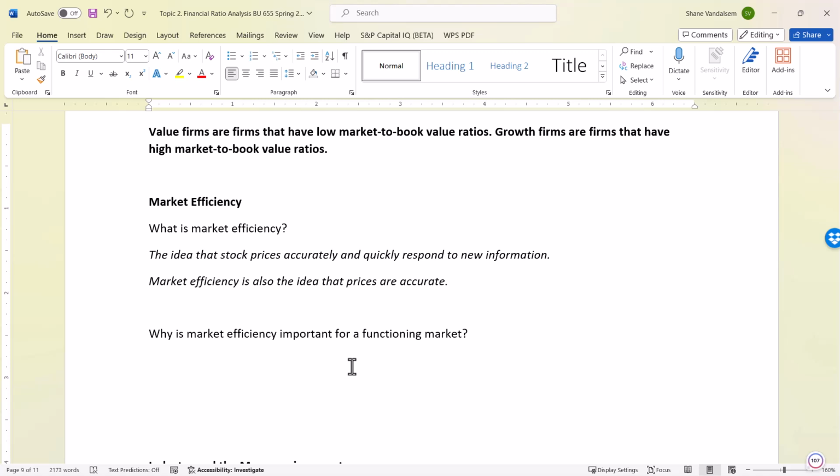So the reason why market efficiency, being able to trust in prices, is important for a functioning market is that inefficiency, or a situation where prices aren't reflecting reality or the true value, slows down or creates frictions within the market. Market efficiency decreases trading frictions. Okay. And it allows markets to flow and funds to flow more easily within that marketplace.